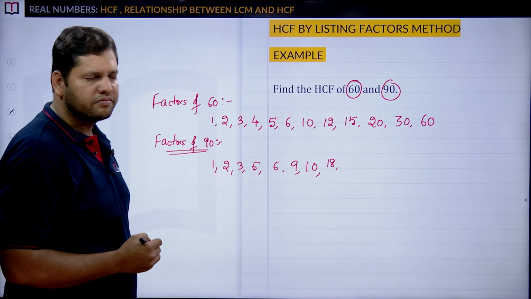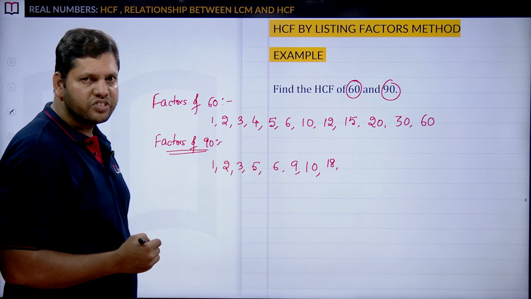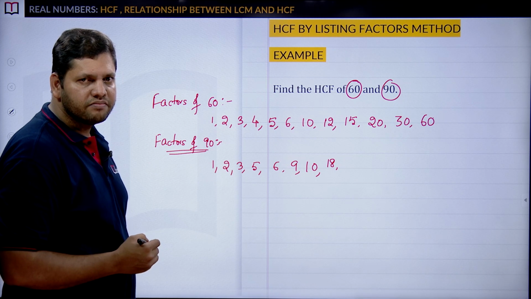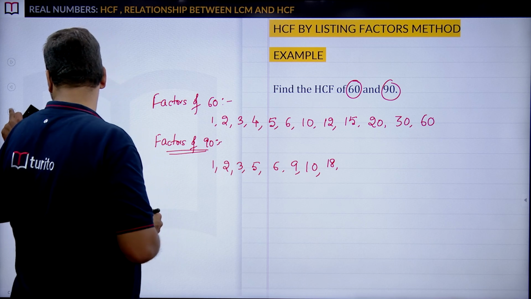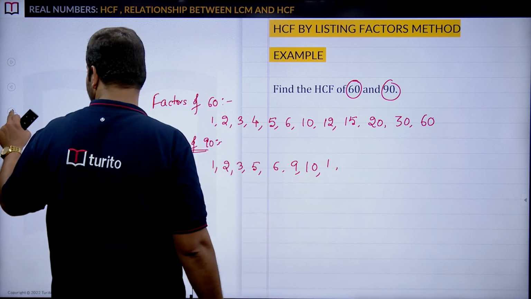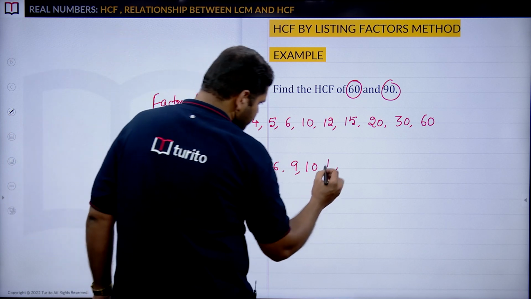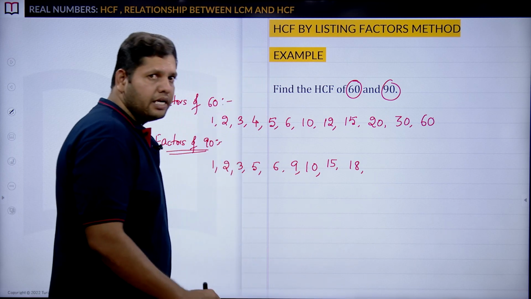Yes or no children? Is 6 a factor? Check it once again. If 6 is a factor, it means I can say 15 is also a factor, isn't it? We are missing the number 15. So write down the 15. After 15, 18 will come. 18 fives are 90.